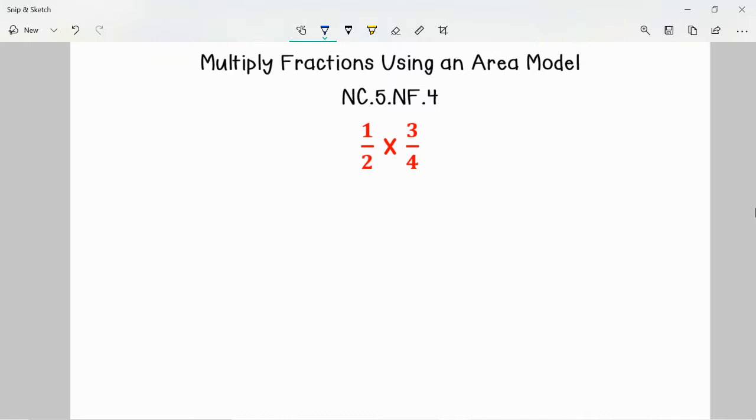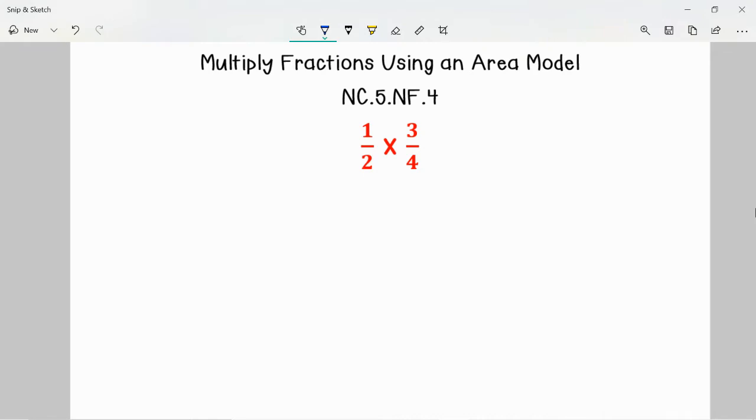Here we will take a look at multiplying 1/2 times 3/4. Before we begin to solve, we should think about a reasonable answer. I know that I can think about this expression as 1/2 of 3/4. In thinking about it in that way, I know that if I'm going to find half of 3/4, the answer is going to be less than 3/4. So that would be one way to think about a reasonable answer.